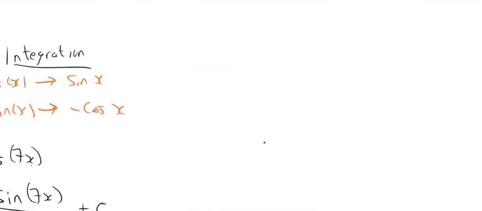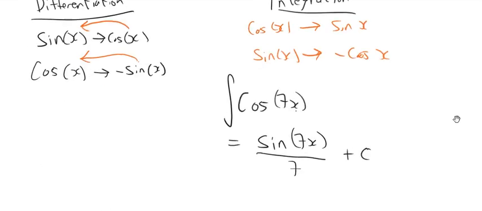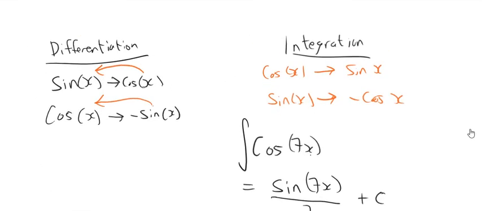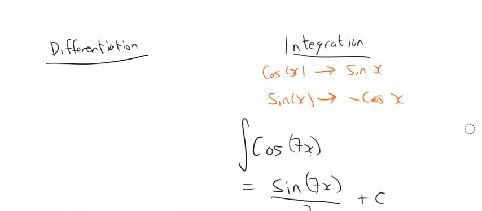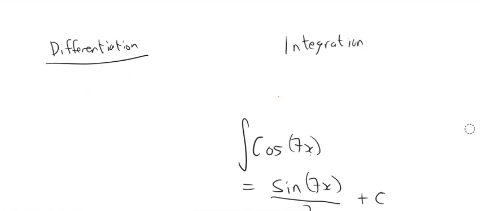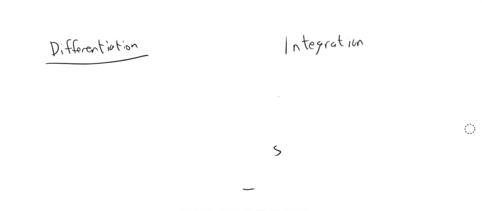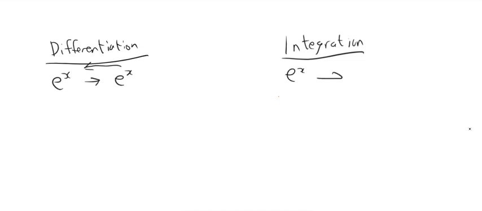So for differentiation, e to the x just differentiates to e to the x. So therefore for integration it's going to be the opposite way around, but it's the same thing. So e to the x will still go to e to the x.